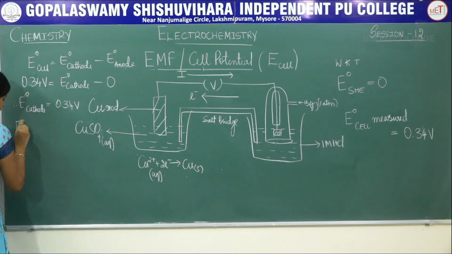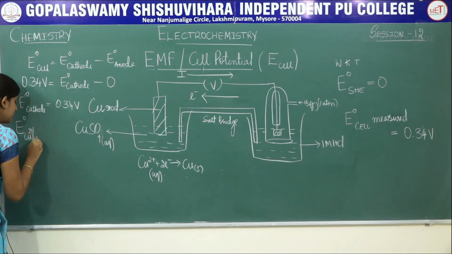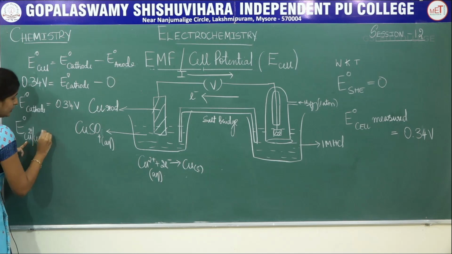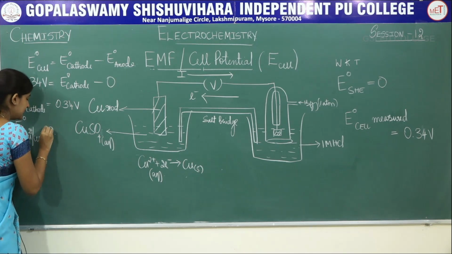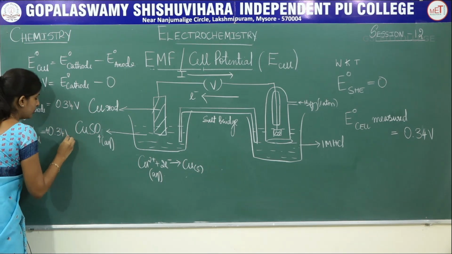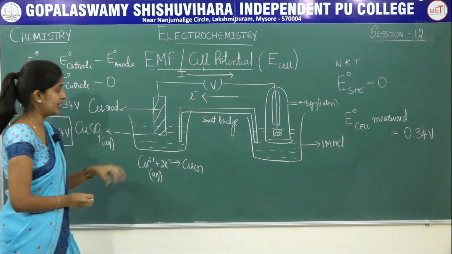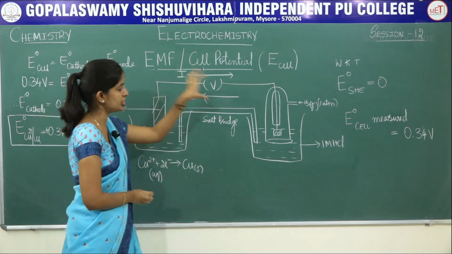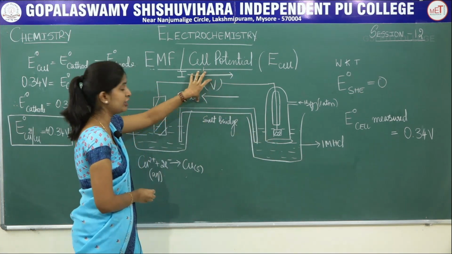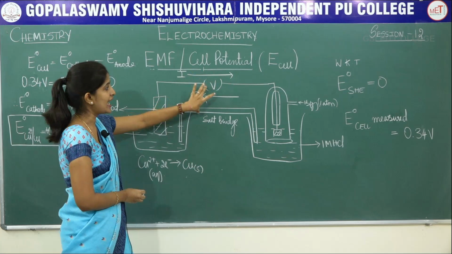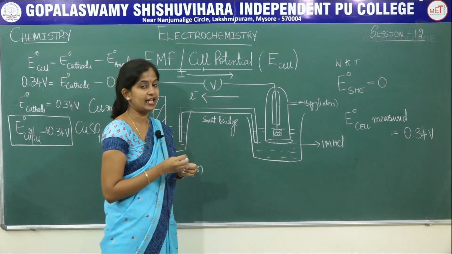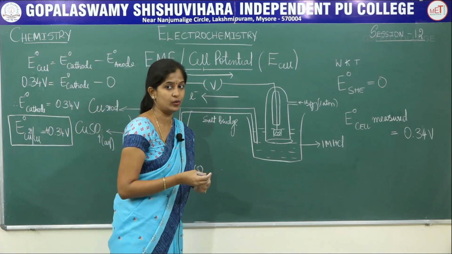That is, E naught of Cu2 plus to Cu, reduction is happening, it is equal to 0.34 volts. So like this, by connecting your unknown electrode through SHE, by knowing the current flow direction, you can calculate your E naught of different electrodes whose electrode potential is unknown.